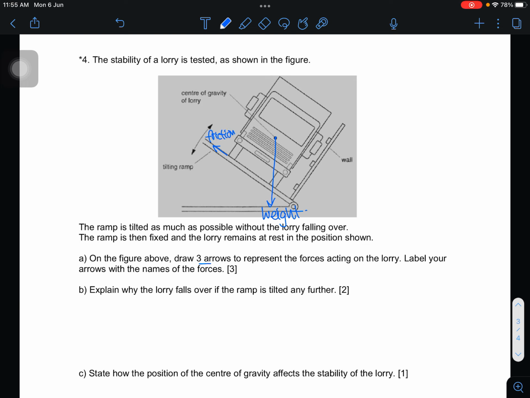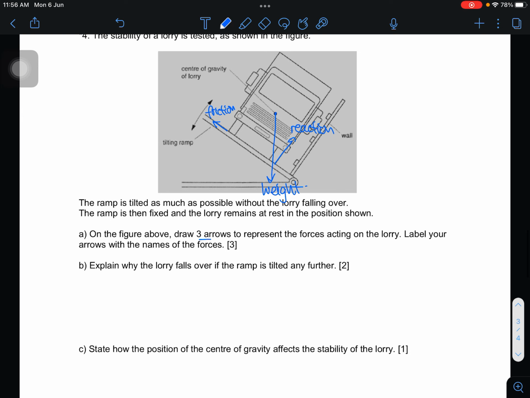They only want 3 arrows. Technically speaking, we also should have a friction over here, but we don't need it in this case. So we only need 3 arrows, and we just give the general direction. Another one is, according to Newton's third law, there is this thing called the reaction force. So over here, the point of contact, boom. Again, we only need one, so reaction force or normal reaction. So these are the three forces. Any others? I don't think there are any more.